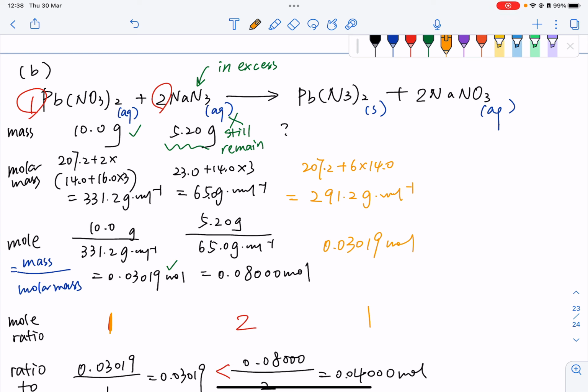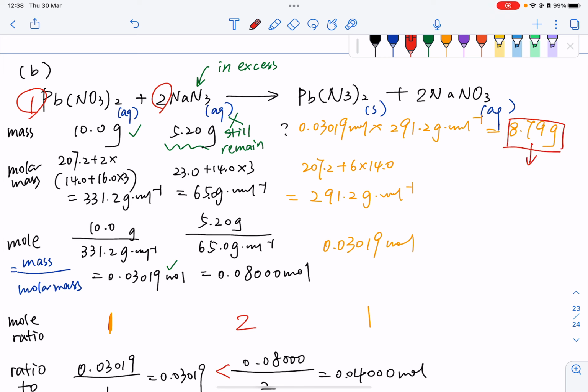How can we calculate the mass? Again, use mole times molar mass, right? The mole here should be 0.03019, times the molar mass of 291.2 grams per mole. The answer here should be 8.79 grams. And this will be the final answer for question 31, part B.